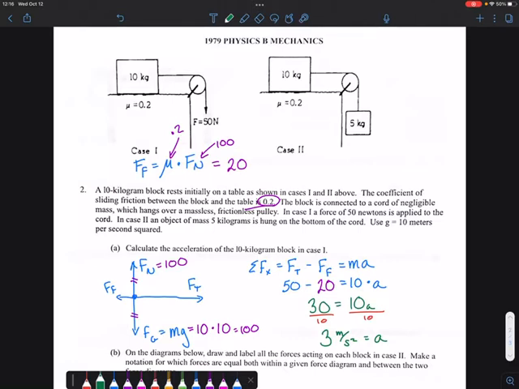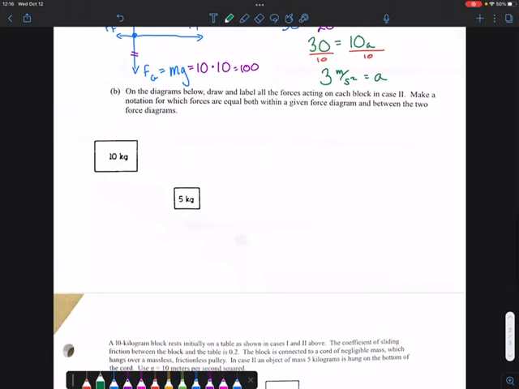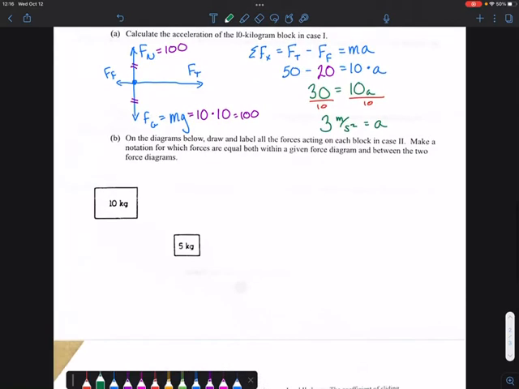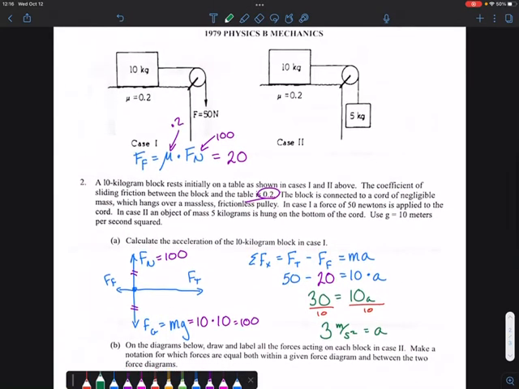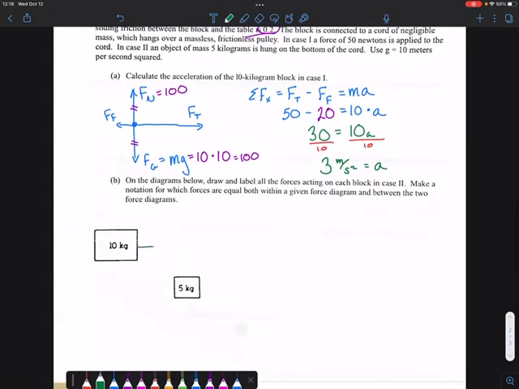Okay. So, on the diagrams below, draw and label all the forces acting on each block in case 2. So that's when they're getting pulled. So this one has the tension to the right, this one has tension up. And these have to be equal to each other because they're the same string. And then we have frictional force acting on these.